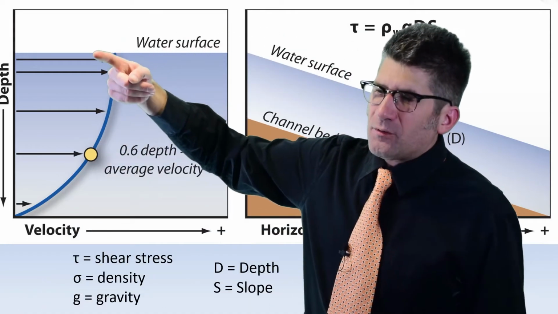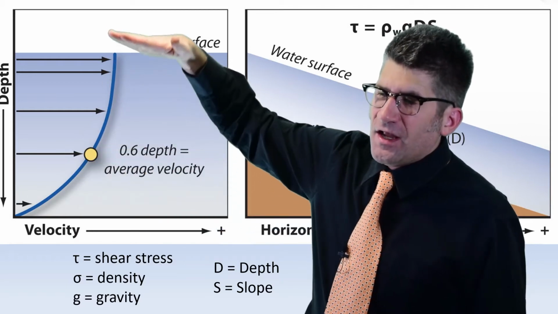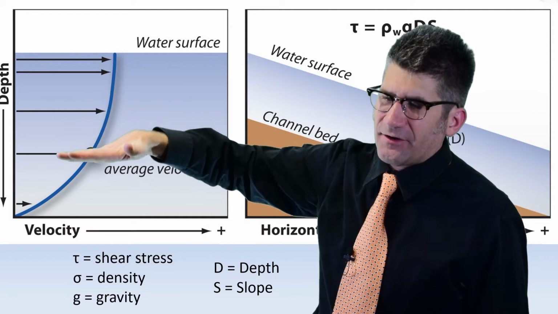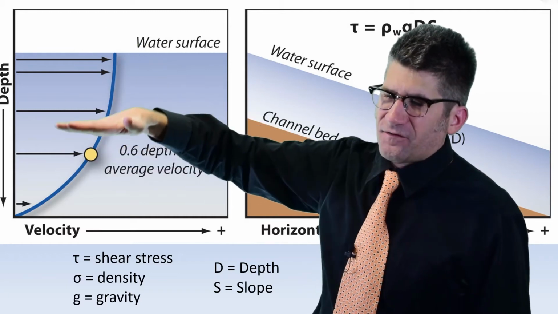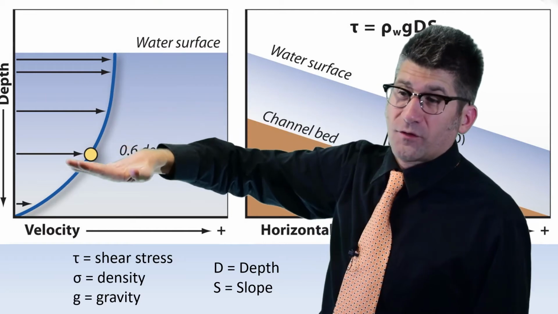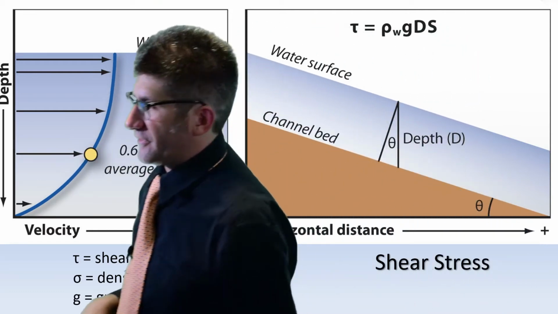Generally, because of this curve that we see, if we want the average flow velocity, it's about 60% of the depth, 0.6 of the way down. So if you're measuring the flow velocity, you want an average of not just what's happening at the surface, but the whole river profile. We go down to about 0.6. So that's important to think about.